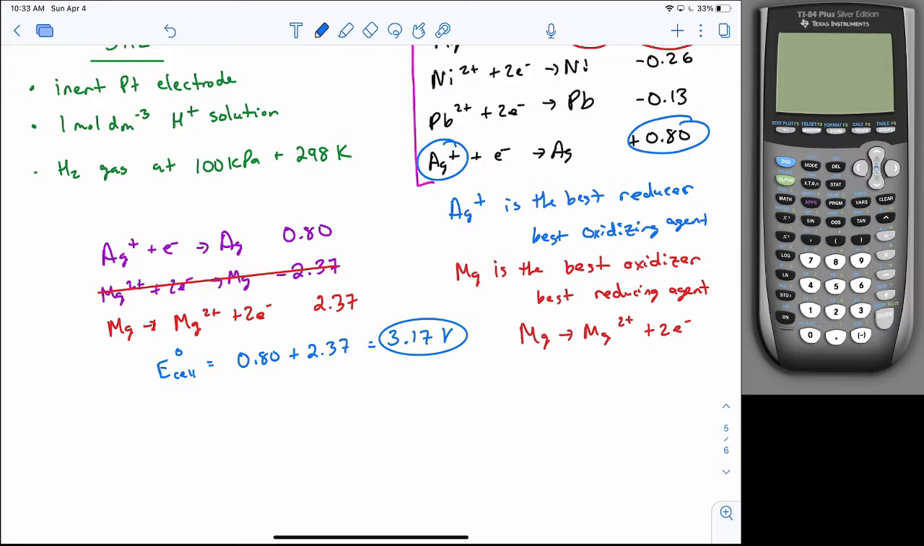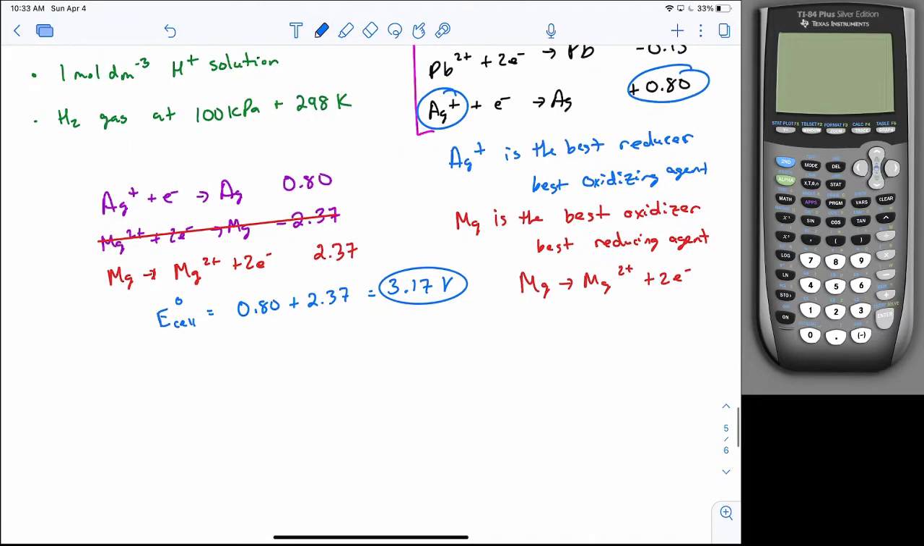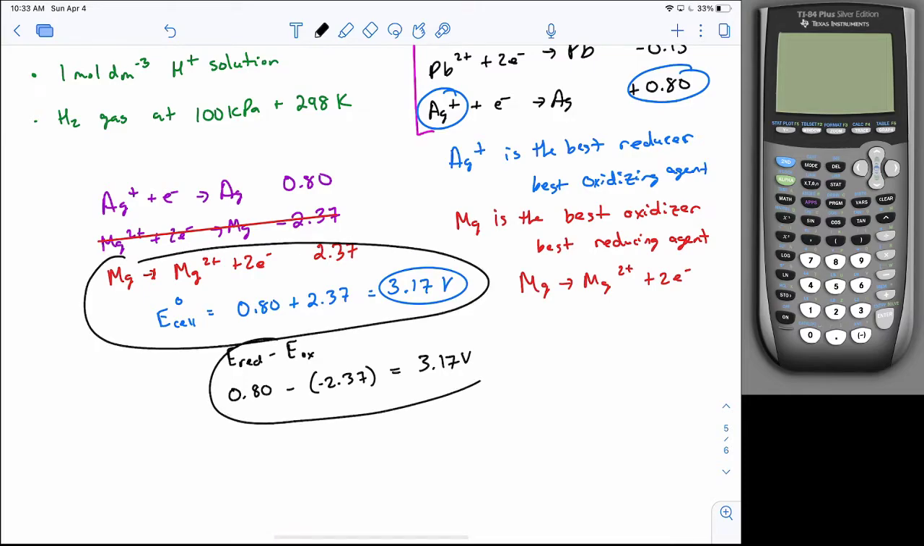So if you look at study guides and stuff like that, they might say reduction minus oxidation, which is 0.80 minus negative 2.37, which gets you the same thing. Just don't do both things. Either flip it and get this, or do this and get that, but don't do both. But they are the same thing. So if you are studying from a study guide, they might have you write it that way. I just like understanding that you flip the reaction around and you add them together.